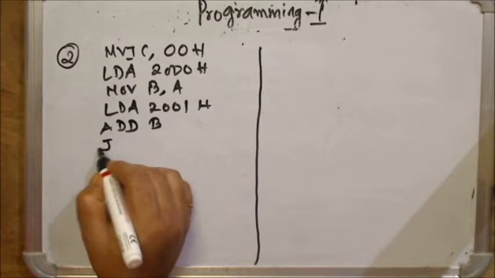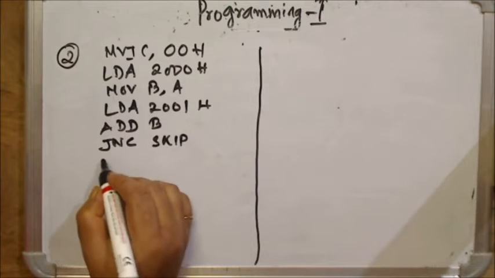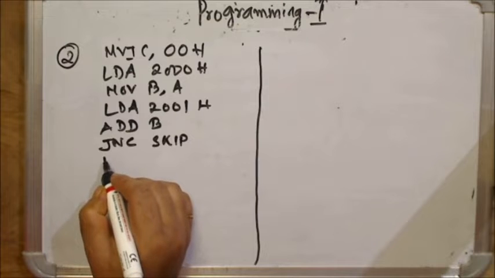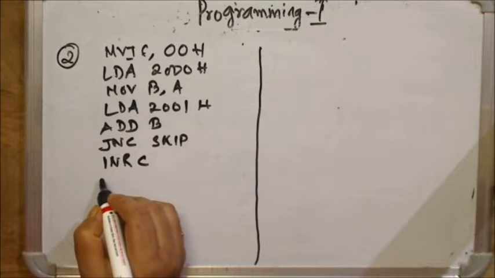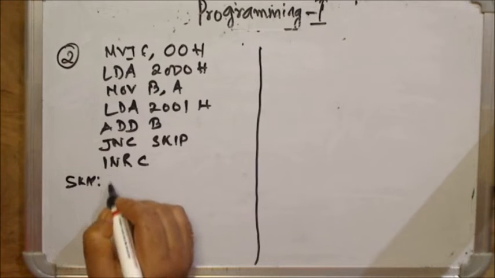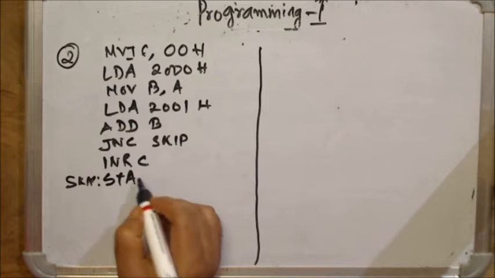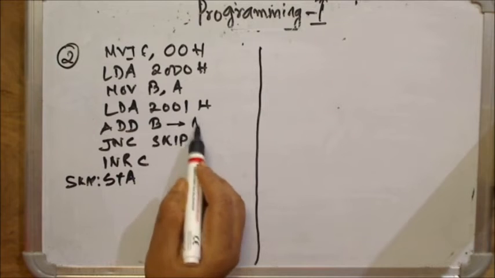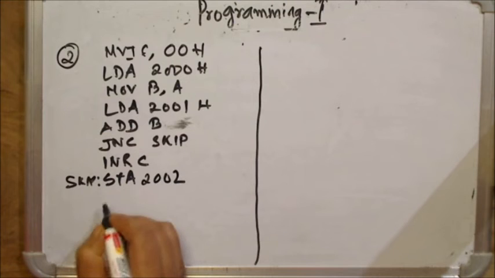Then we have put a condition: if it is not 0, it will jump to skip, but if the carry flag is set, then we will increment the carry register, INR C. Then we will store the data, that is, we will store the sum. Our sum was in A, so we will store the sum in 2002.